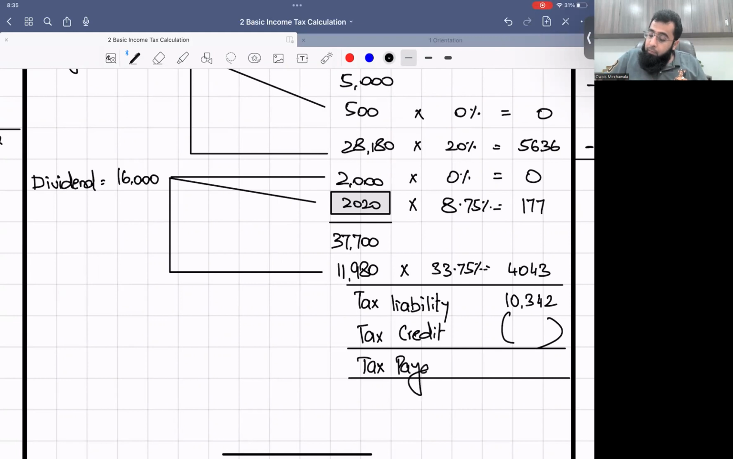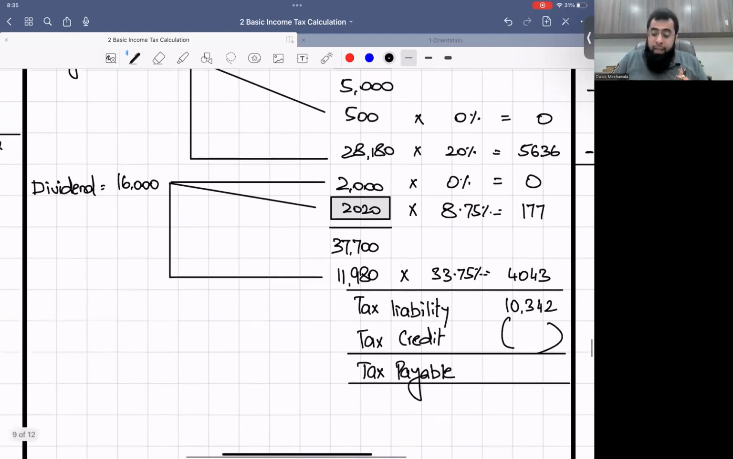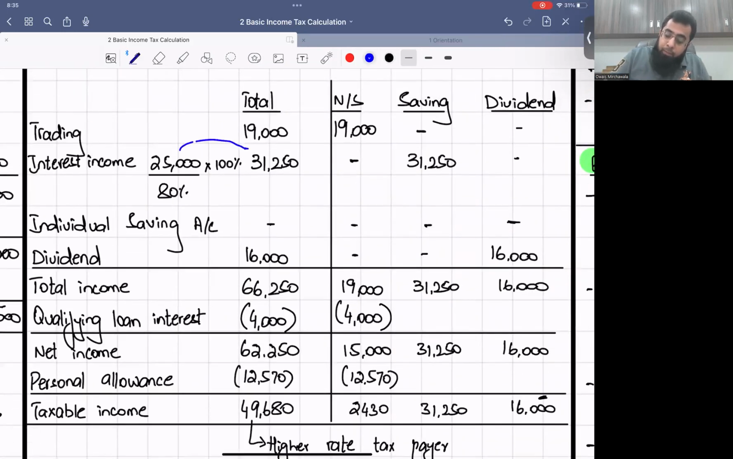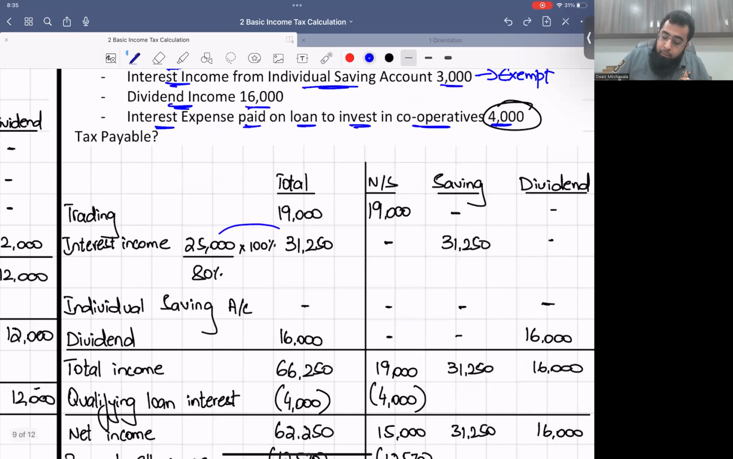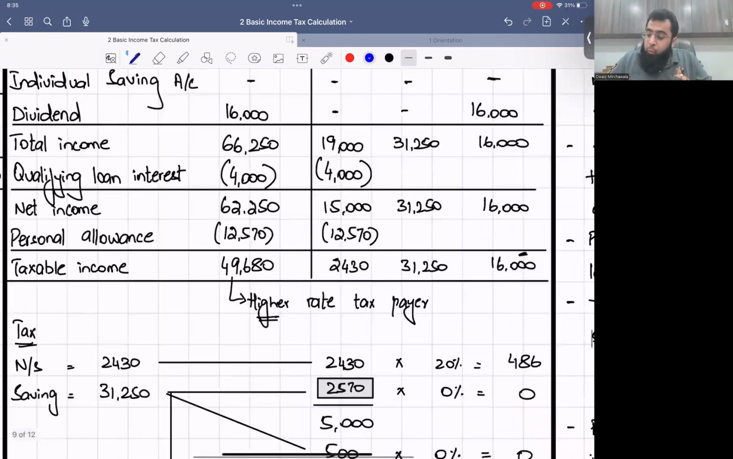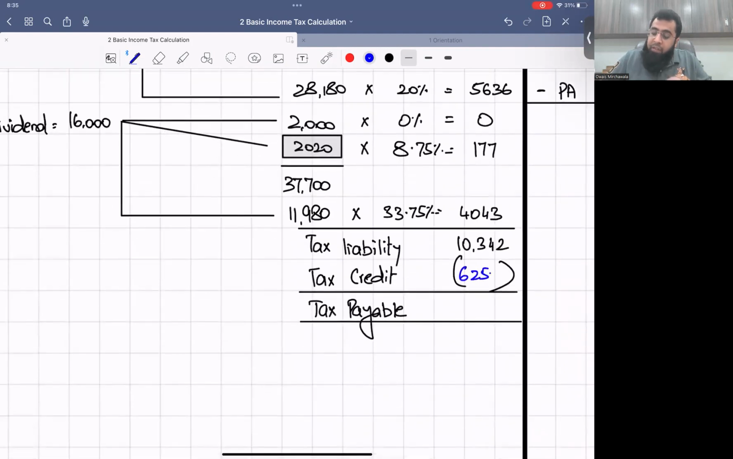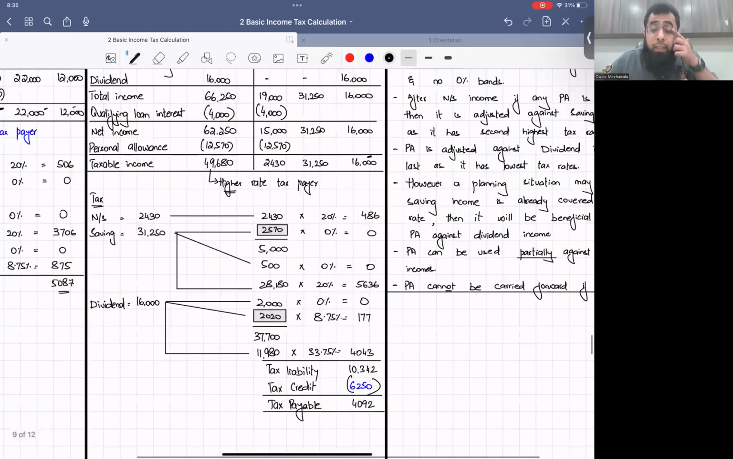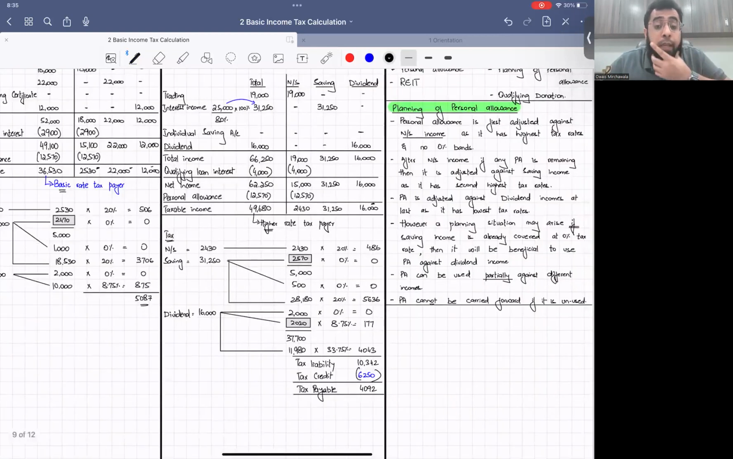Okay, the tax credit amount is, we grossed up 25,000 to 31,250. That is 6,250. So the tax payable amount will be 4,092. I'll repeat it again. I want you all to concentrate on it. Some very basic level working, nothing new done in it.